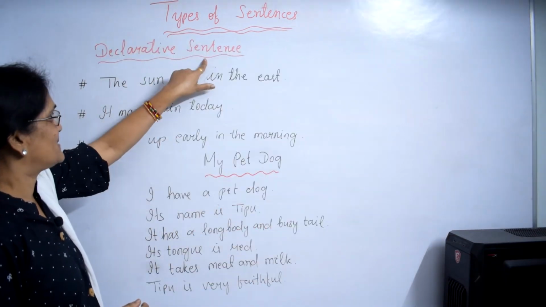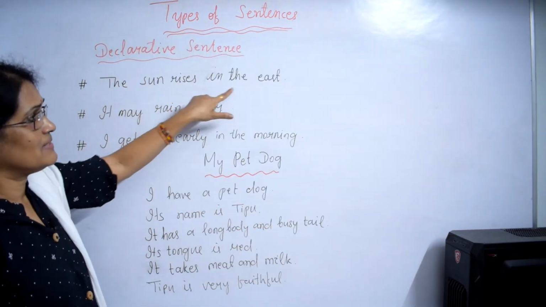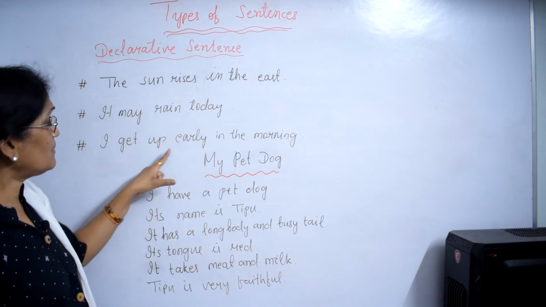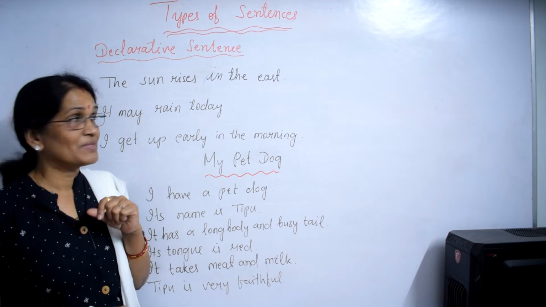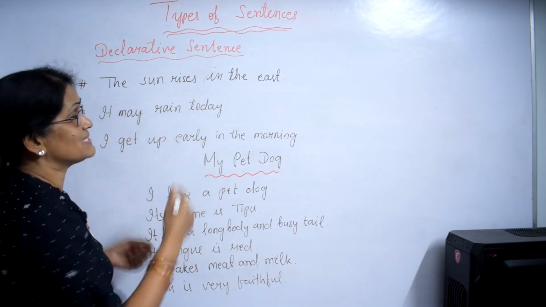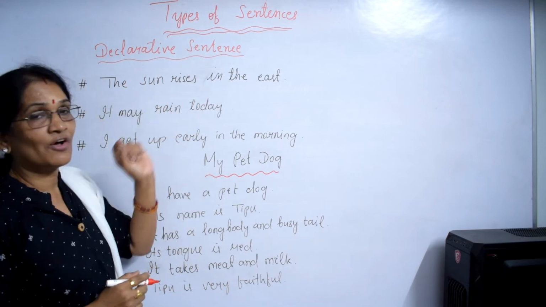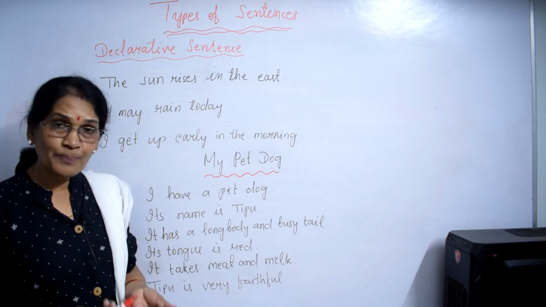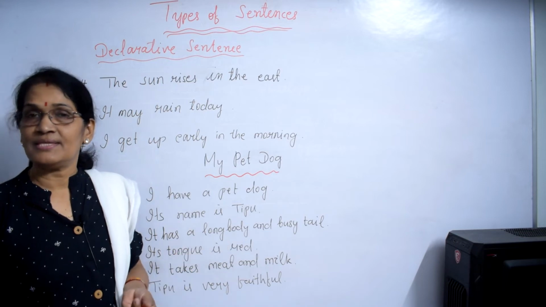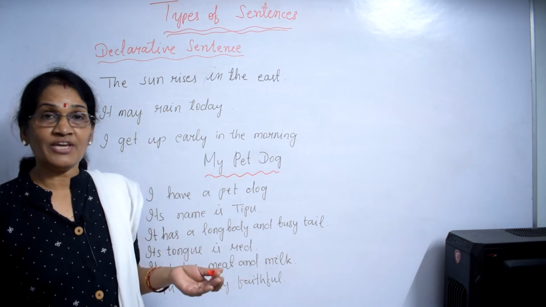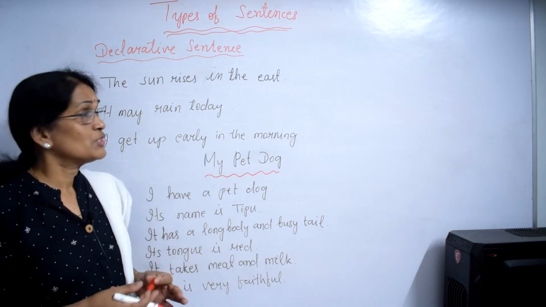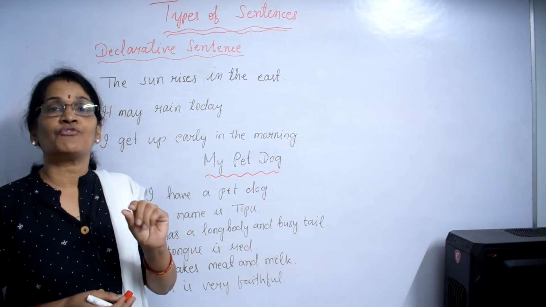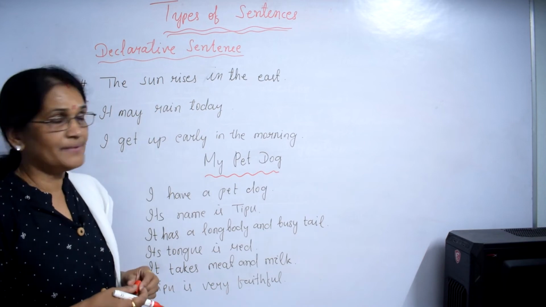Declarative sentence. The sun rises in the east. It may rain today. I get up early in the morning. First sentence, the sun rises in the east. It states a fact. The sun sets in the west. I have two pens. They are poets. These are toys. These are facts. So the statement, the sentence which states a fact is one declarative sentence.